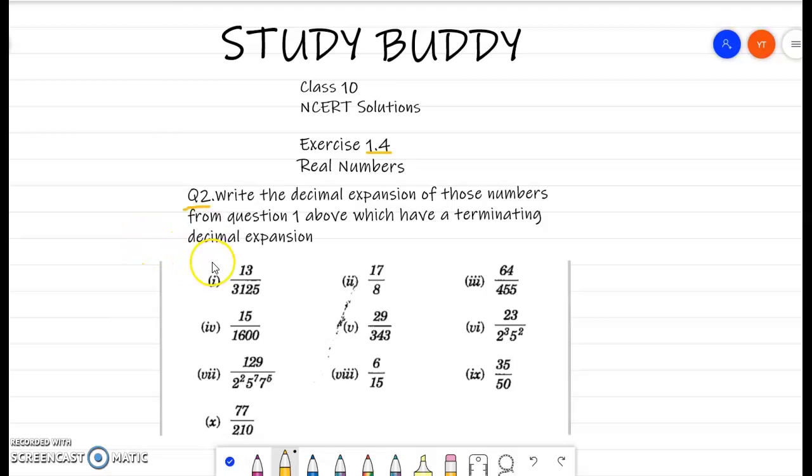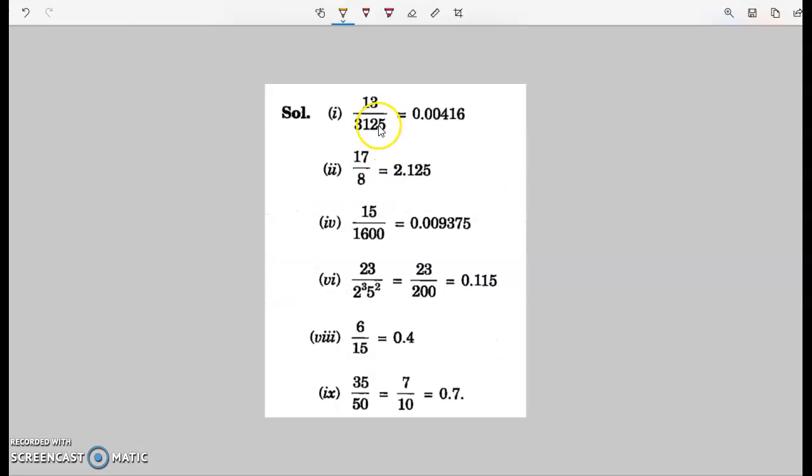The question gave us some set of rational numbers for which we were supposed to find whether these numbers were terminating decimals or non-terminating repeating decimals without using the long division method. But in this question, they are asking us to find the terminating decimal expansion. That is, which of these numbers have terminating decimal expansions from the question number 1. Let's go ahead with the solution.